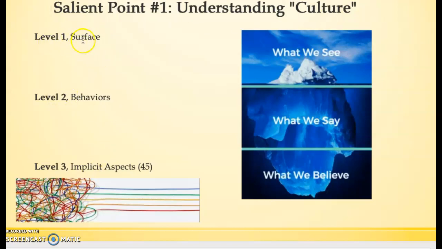Level 1 is the surface level, or as you can see in this photo, what we see. Some examples of this are artifacts like dress and art, symbols, holidays, our language, dance, even children's games. For level 2, this is about behaviors, or what we say, as it shows in this image. Some examples of behaviors are customs, greetings, interactional patterns.